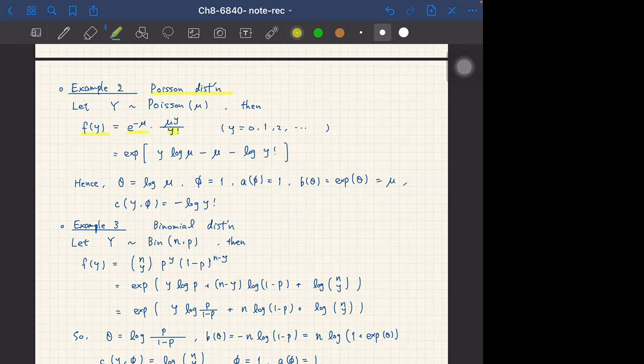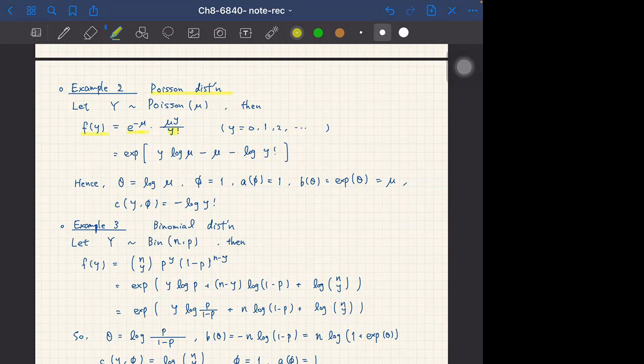And the numerator depends on the value of mu. If mu is less than 1, it decays exponentially fast to 0. If mu is positive, then actually mu to the y's power gets larger as y gets larger. But anyway, the y factorial makes the entire quantity smaller.